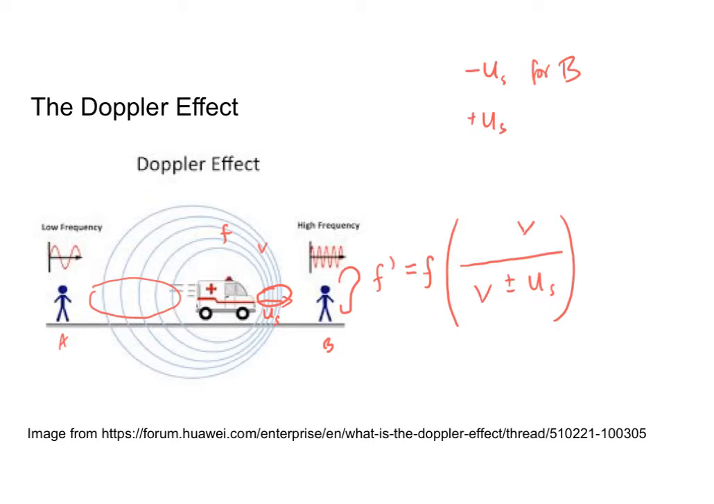For person A, we're going to have a positive us because we're going away from you. And so that is going to decrease our frequency since our denominator is going to increase. So again, we're going to add the speed of our moving source to the speed of sound when our source is moving away from us, and we'll subtract it if it's moving towards us. We can think of this by looking at the number line or by looking at that picture of what our compressed wavefronts are going to look like.